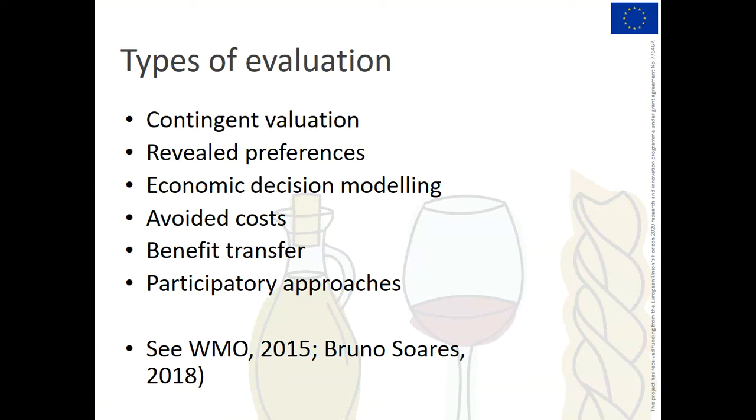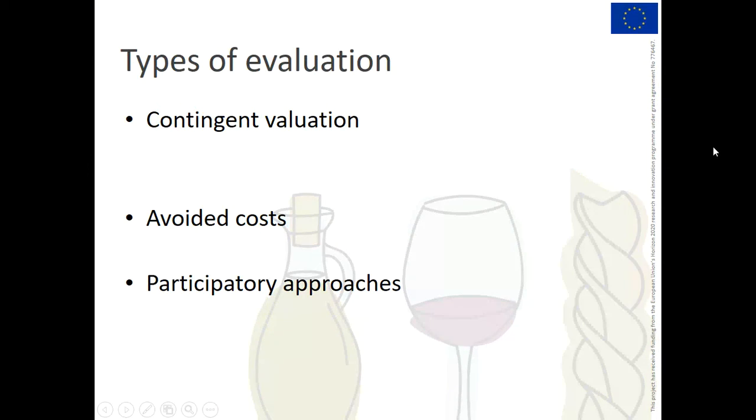And somewhere about now, I should probably explain that with the exception of participatory approaches, these are all economic methods. And I'm not an economist, I'm a social scientist. So my explanation of these methods are with my social science hat on, but I think that's fine. So I'm going to focus on these three: contingent valuation, avoided costs, and participatory approaches.